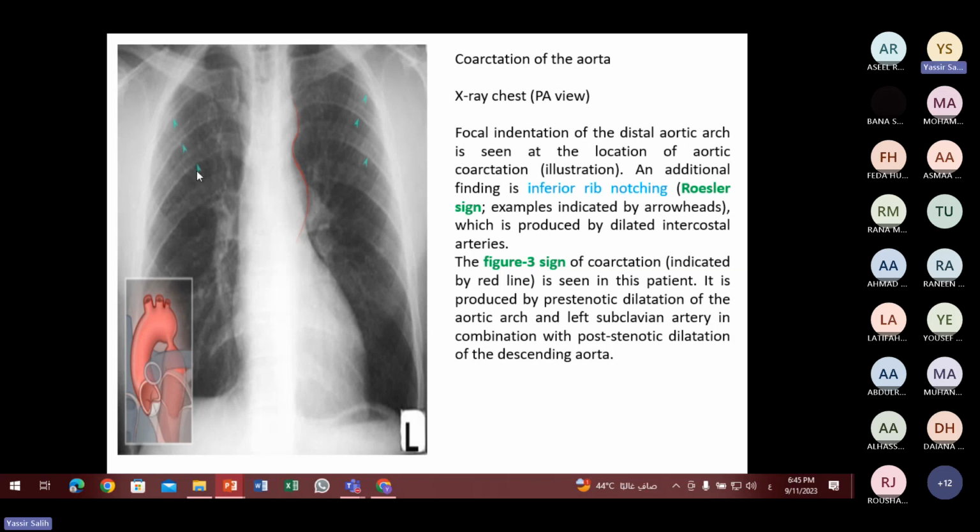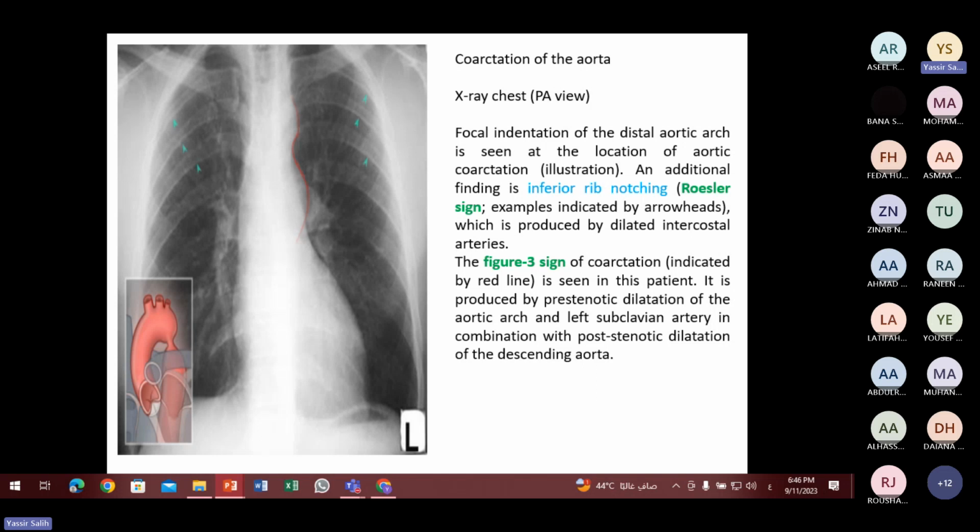We have a magnified, clearer image. This is inferior rib notching. You can see the ribs have undergone erosion. So we have two signs: the figure 3 sign, a sign of coarctation of the aorta due to indentation of the aorta causing pre-stenotic and post-stenotic dilatation, meaning before and after the indentation, which gives us the figure 3 sign, and rib notching. Notice the ribs in the lower part are not straight; they have been eroded.